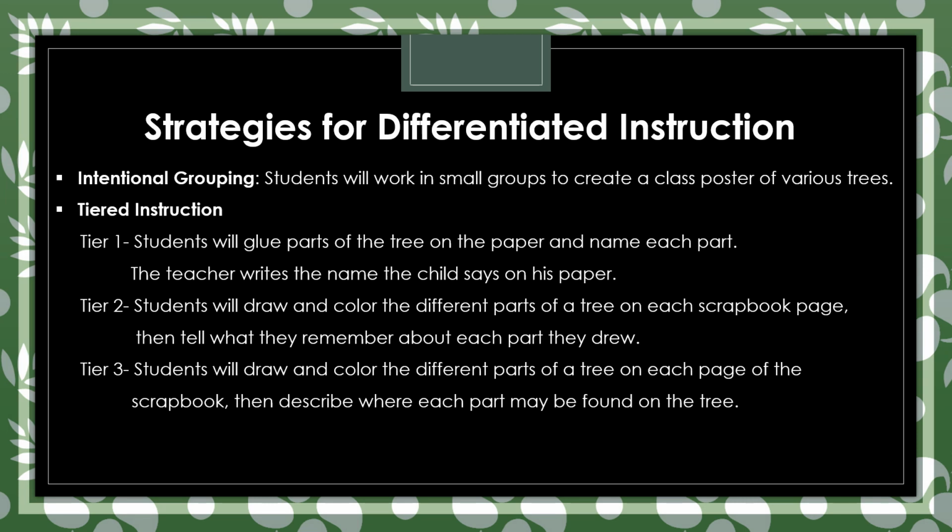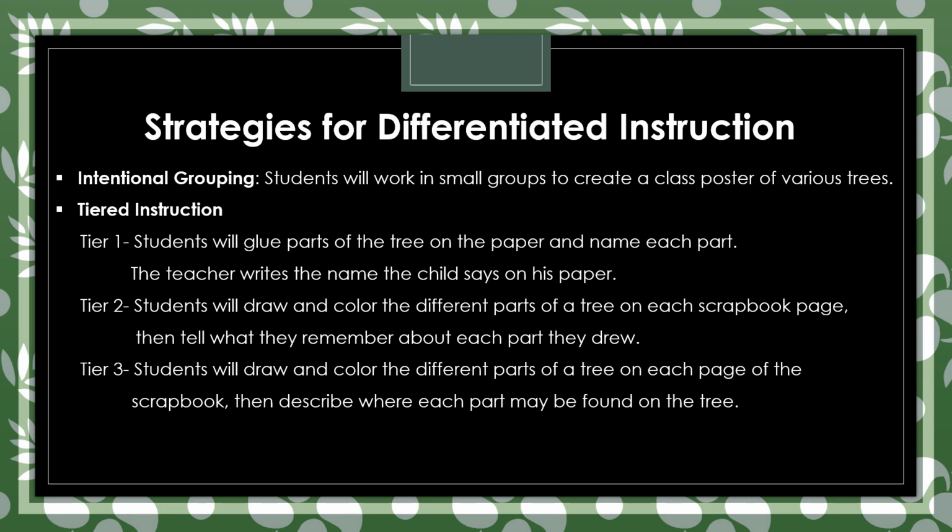Another strategy could be tiering instruction. For tiering the activity, Tier 1 could require students to glue parts of the tree on the paper and name each part. The teacher could write the name or the word that the child suggests on the paper.